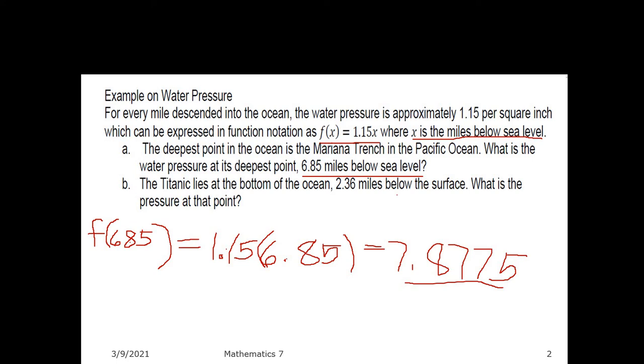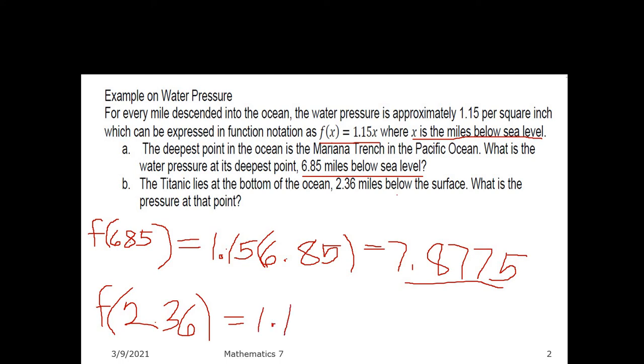The second one, the Titanic, lies at the bottom of the ocean, 2.36 miles below the surface. So what is the pressure at this point? That's f of 2.36. So get ready with your calculator. You just simply substitute our x with 2.36.